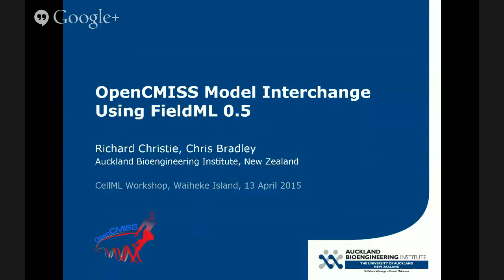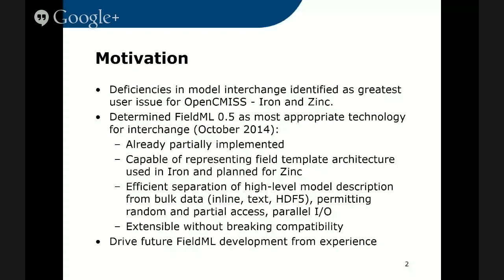All right, so I'm Richard Christie, and together with Chris, we're looking into using CellML 0.5 to interchange models and things. So why are we doing this? We identified last year that the model interchange between Iron and Zinc, the two parts of OpenCMISS, is the greatest user issue for our software. And in analyzing that, we both determined that using CellML 0.5 would be the most appropriate technology to interchange our models. And the reason for that, it was already partially implemented on both sides.